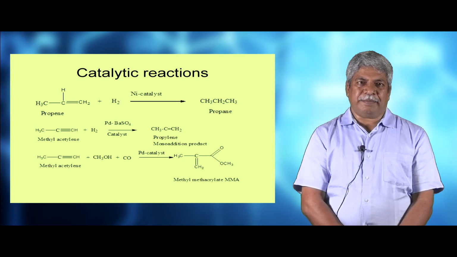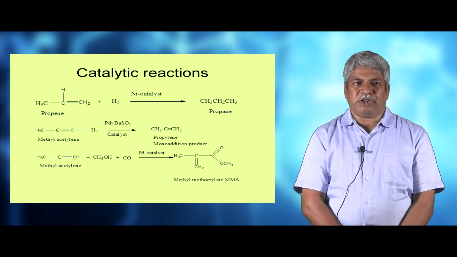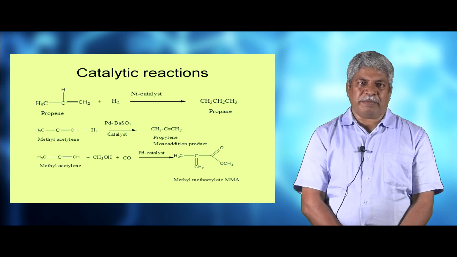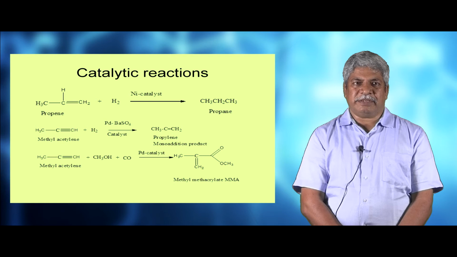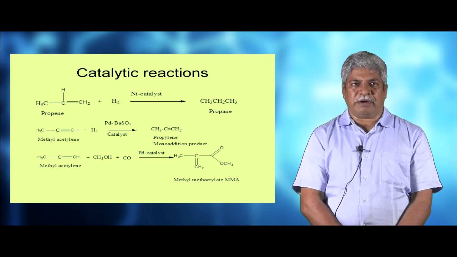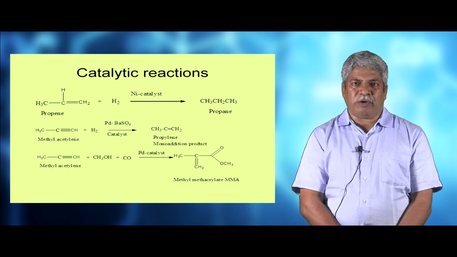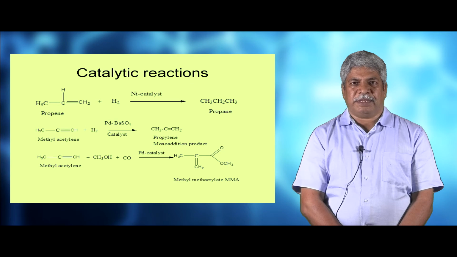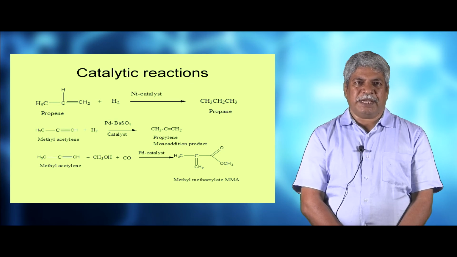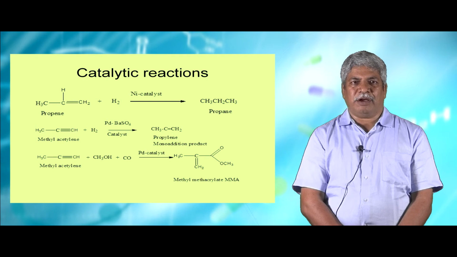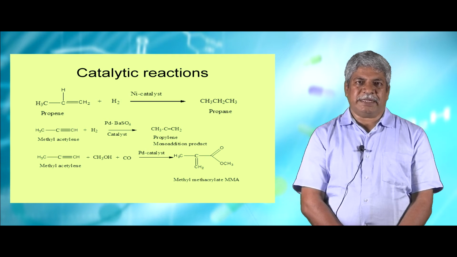As yet another example, that is hydrogenation of methyl acetylene. Here methyl acetylene has a carbon-carbon triple bond, and hydrogen has to be added across the carbon-carbon triple bond. Here the problem is we have to stop at the monohydrogenation stage. The catalyst used in this process is barium sulfate, which supports the palladium as the catalyst. So here only the mono addition takes place, and as a result the product is propylene.